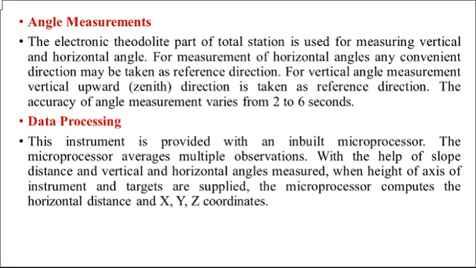Next one is data processing. This instrument is provided with an inbuilt microprocessor. The microprocessor averages the multiple observations which we have made. With the help of slope distance and vertical and horizontal angles measured, when the height of the axis of the instrument and the targets are supplied, the microprocessor computes the horizontal distances and the x, y and z coordinates of the different station points.